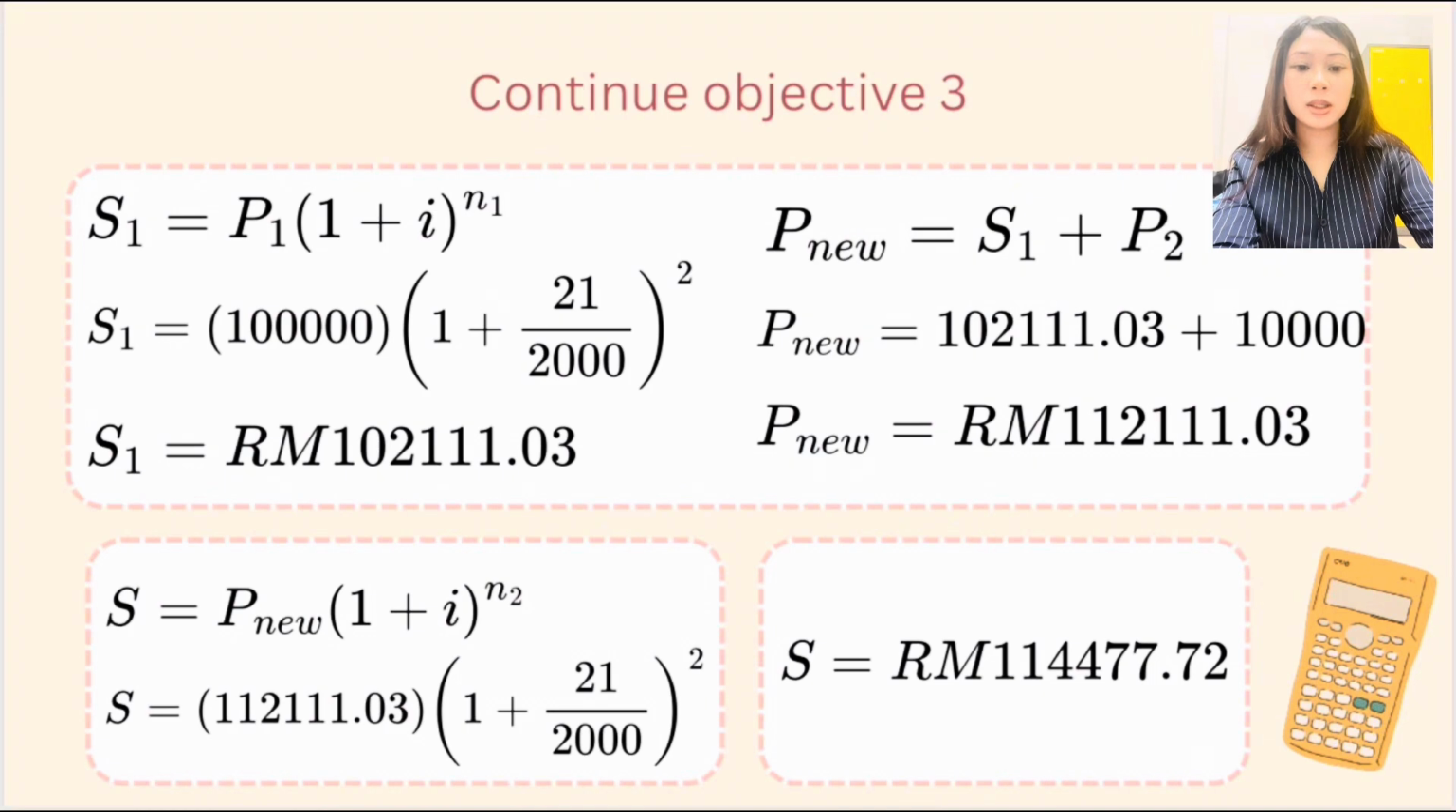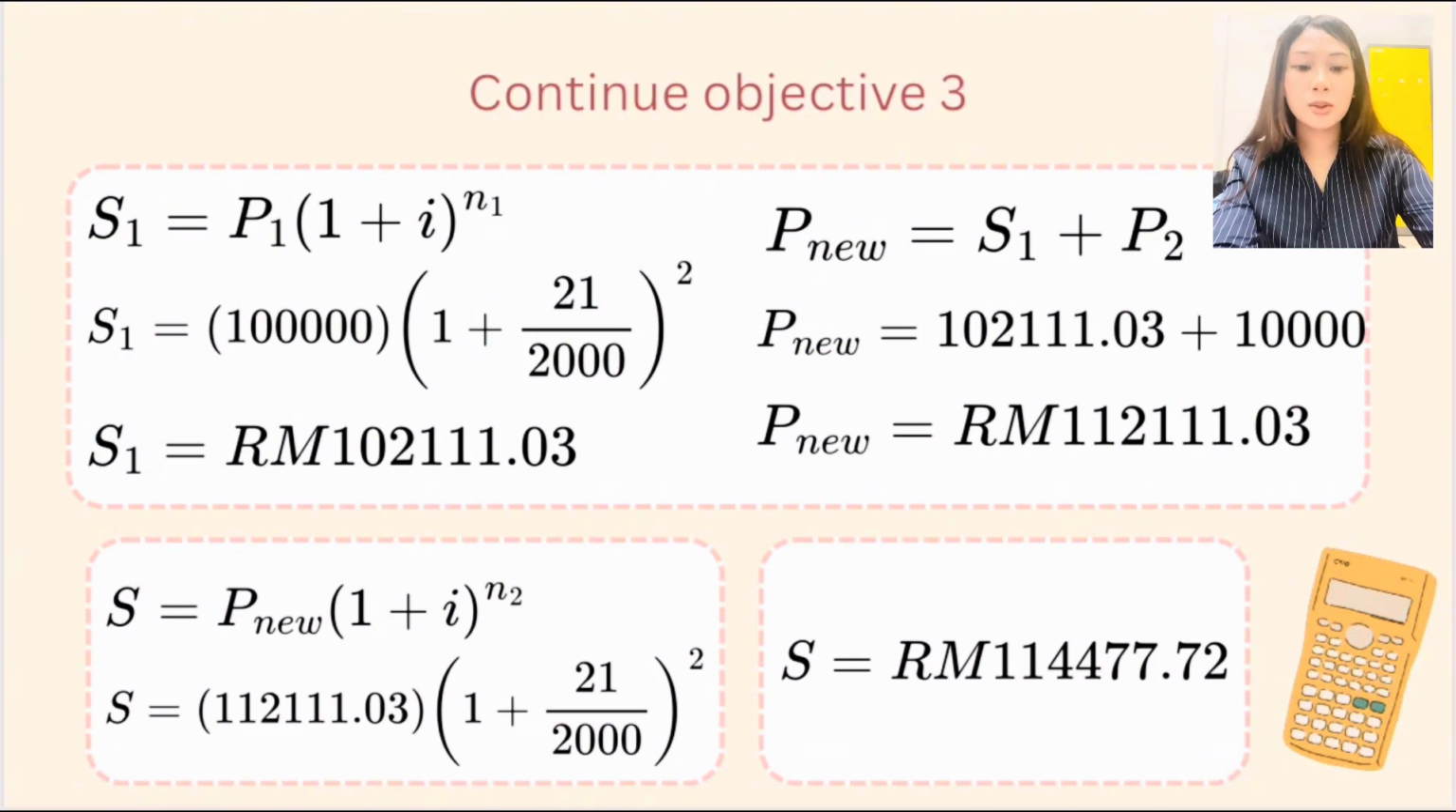First, accumulate the initial deposit. S1 equals 100,000 multiplied by open bracket 1 plus 21 over 2000 close bracket raised to the power of 2. S1 equals 102,111 ringgit and 3 cents. Next, add the new deposit after 1 year. P new equals S1 plus P2. P new equals 102,111 ringgit and 3 cents plus 10,000 ringgit. P new equals 112,111 ringgit and 3 cents.